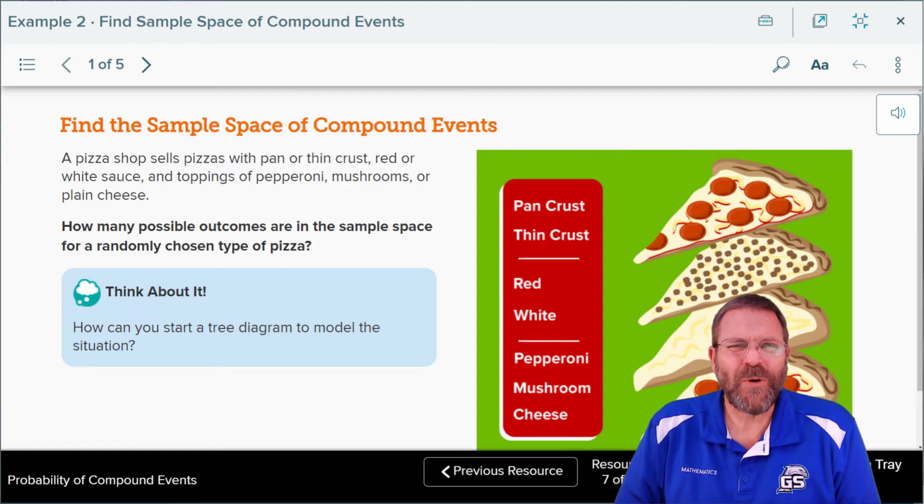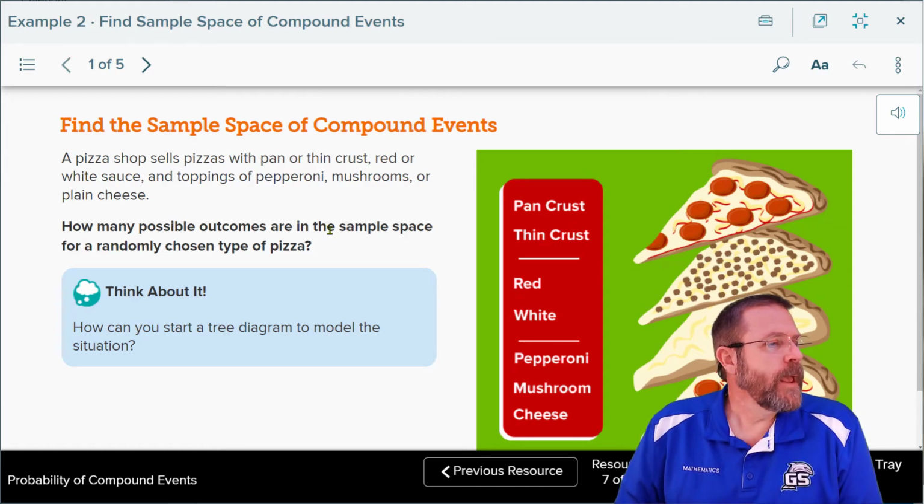First off, who would put white sauce on a pizza? Ew. Okay, anyhow, how can you start a tree diagram to model a situation?